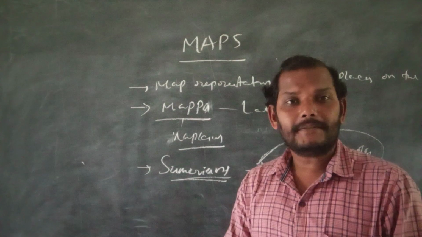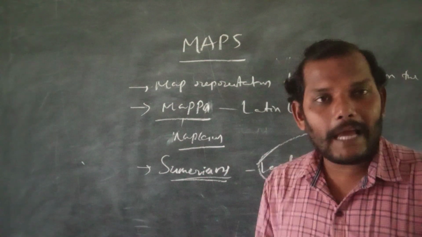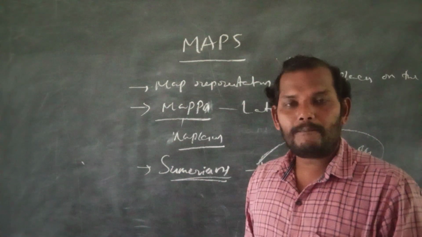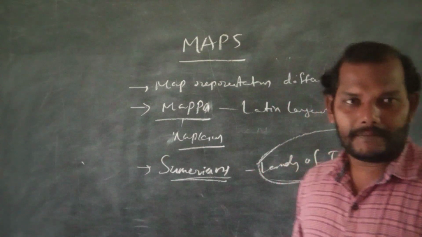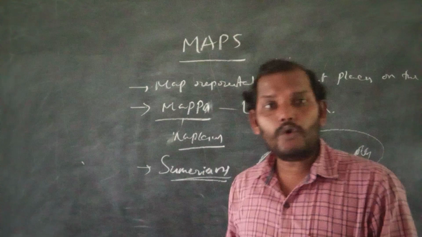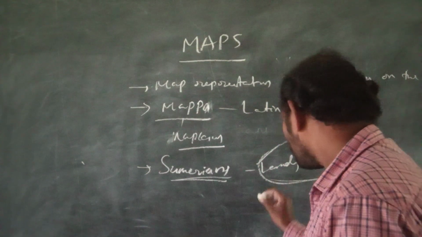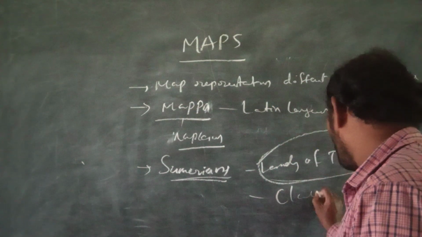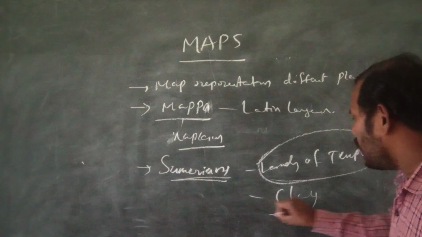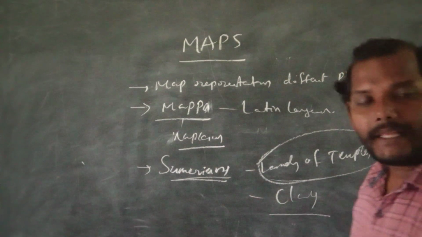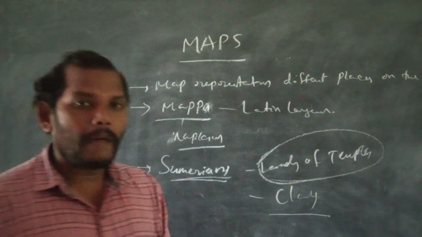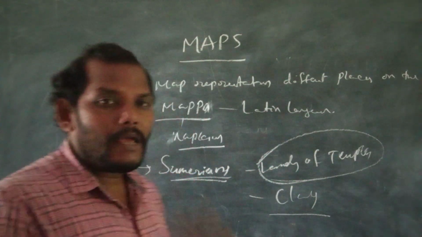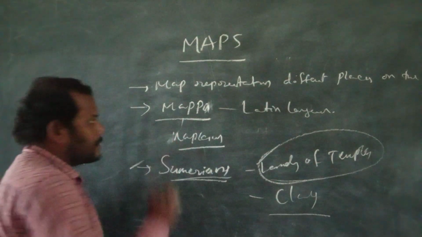Where did they prepare them? Now we are seeing maps on plastic cards or papers. But there was no paper then. That's why they used clay. They used clay for preparing the maps. It is the brief information about the maps.